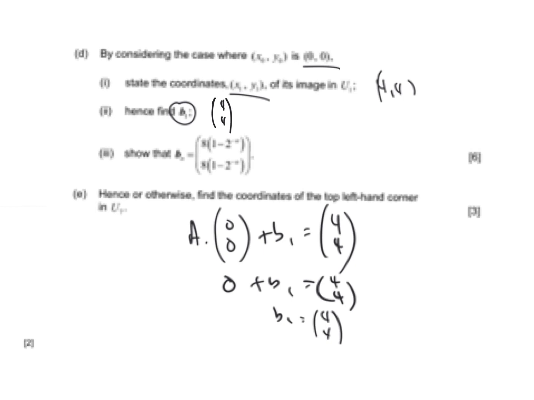We get 4, 4. Now, show that Bn is this particular scenario? Well, if I consider, I know B1 is 4, 4.